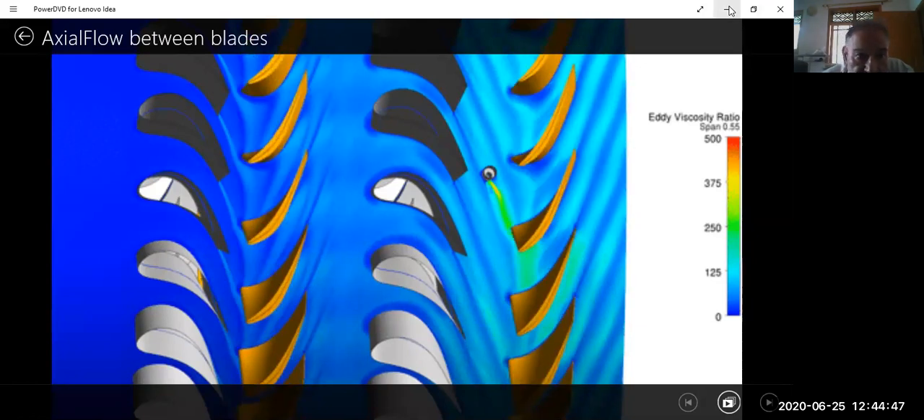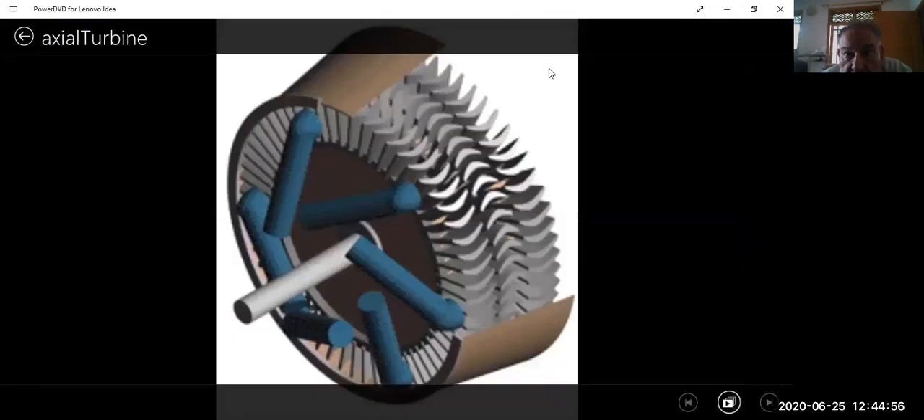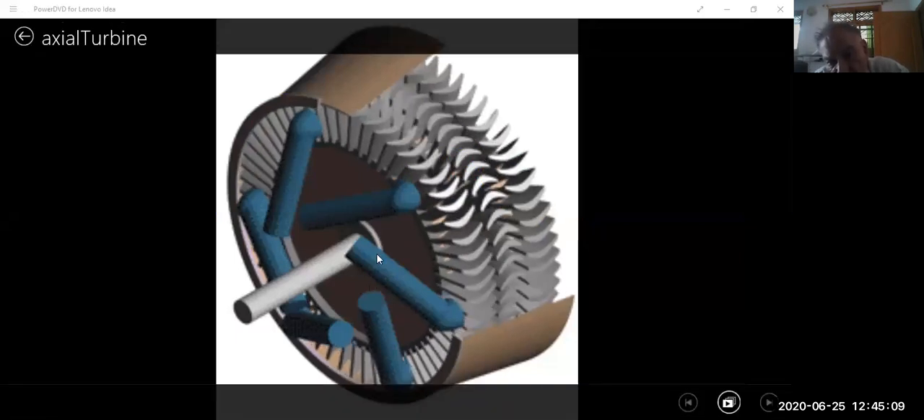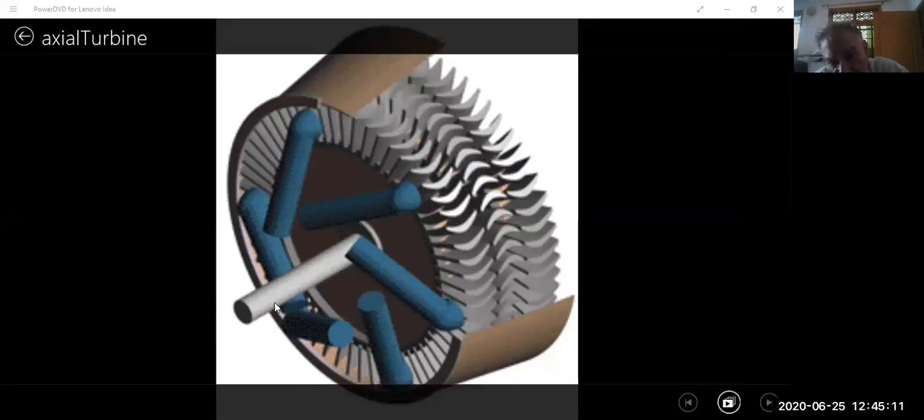Now, I will share with you another animation. You can see this is a 2-stage axial flow turbine. So these are nozzles, these pipes at the inlet. This is axial shaft, and this is first row of moving blades, and this is second row of moving blades.